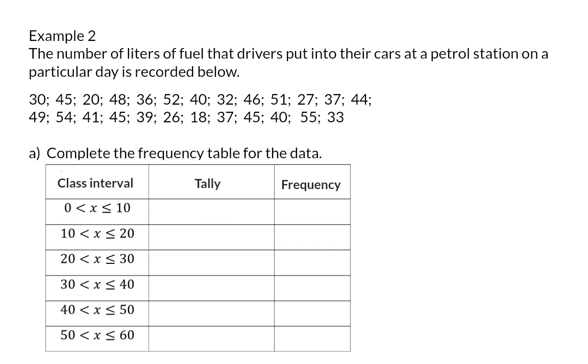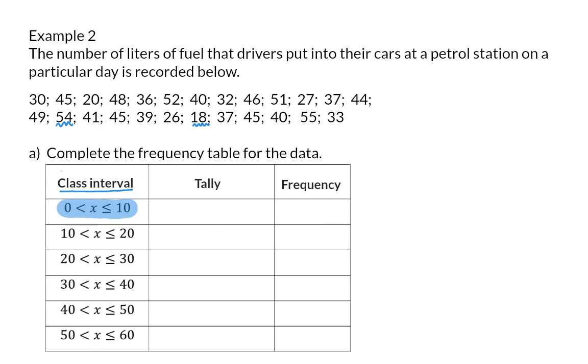Example 2. The number of liters of fuel that drivers put into their cars at a petrol station on a particular day is recorded below. First question, complete the frequency table for the data. This is a very wide range of data, as our smallest number of liters is 18, and the biggest is 54. To now set up a frequency table consisting of all the values from 18 to 54 will not make sense. And that is when we start making use of class intervals, which means we will organize the data into groups.